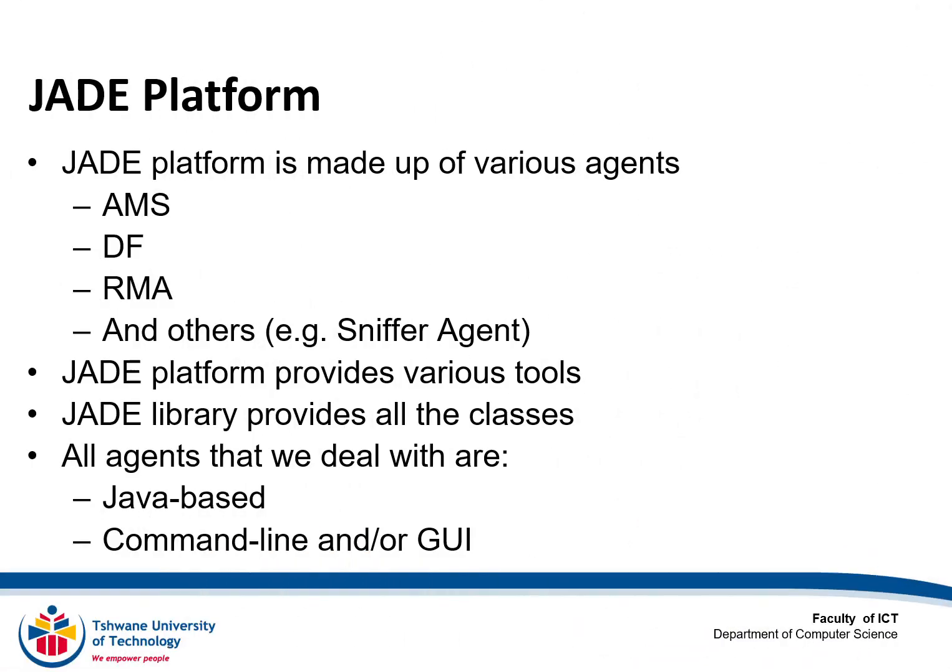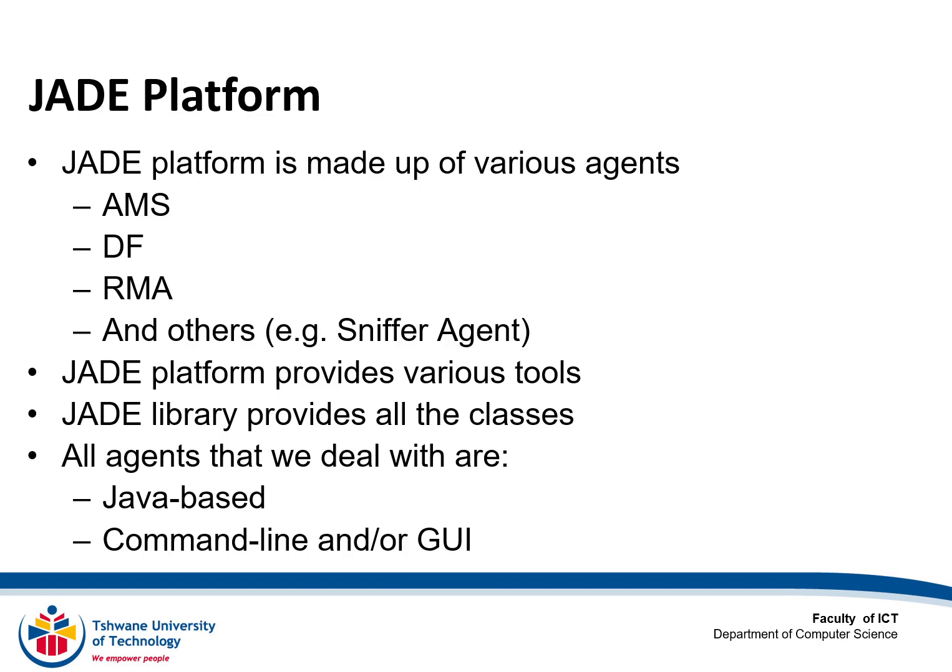Okay. So typically when you look at the Jade platform, there are various agents that pop up. The AMS, which is the agent management system, is instantiated by default. This is because this is your management platform, really. This is where you create agents, you suspend agents, etc. This is your typical management platform.